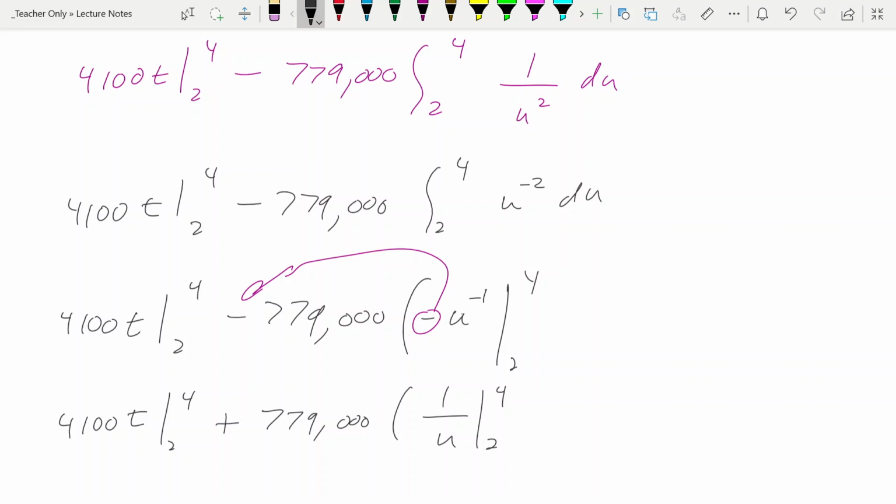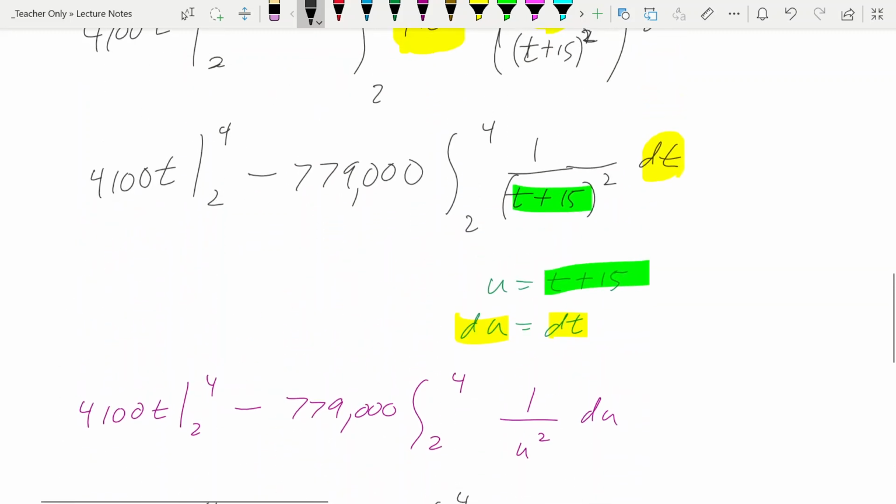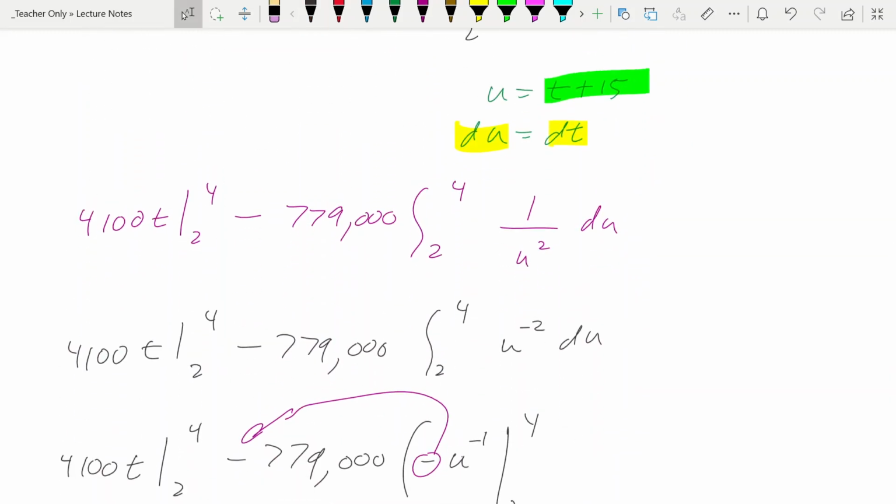And actually, I should be really careful. I'm going to make sure, I'm going to go back and change something. I'm going to make sure I just remember that this is t equals 4 and t equals 2.